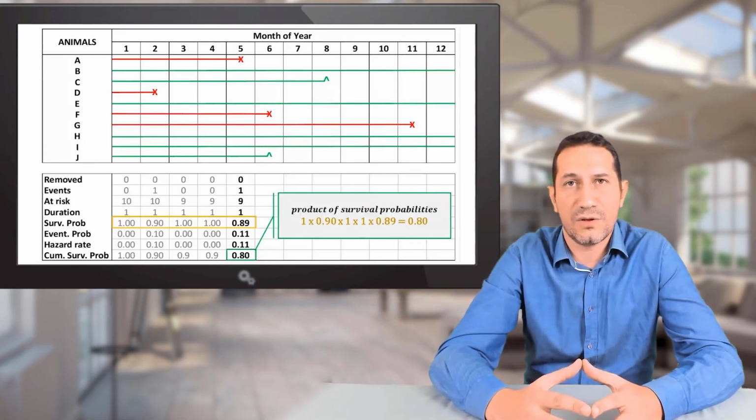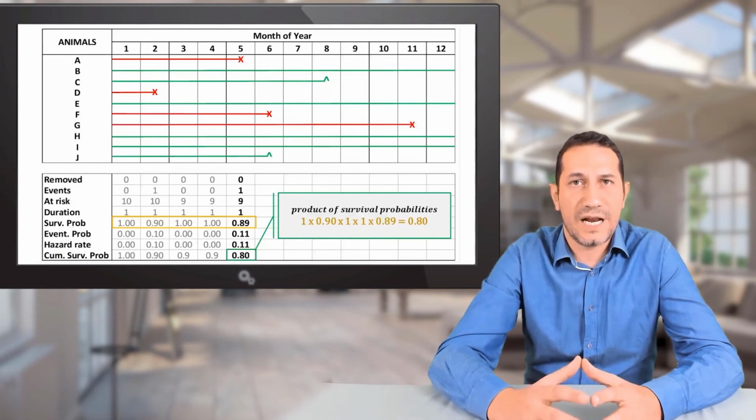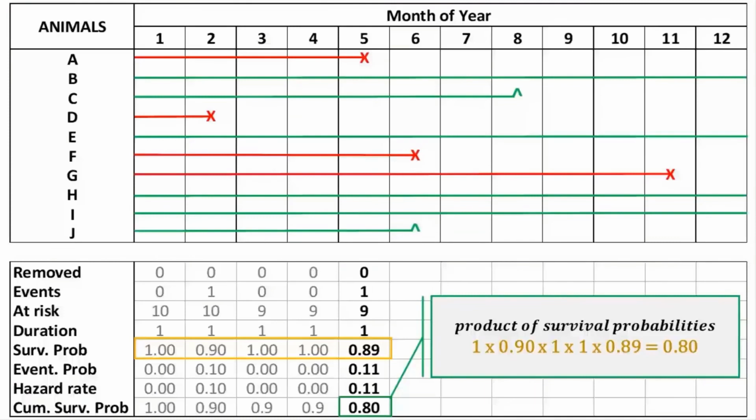case occurring in May, on the 5th month, and then we keep note of the data, and we say 0 animal removed for this period, we have 1 event again, and we have the population at risk 9 animals, and we have a duration of 1 month as usual, and the survival probability, it's going down to 0.89, so it's 89%, and then we have an event probability of 11% and hazard rate of 11%. The cumulative survival probability now goes to 80%.